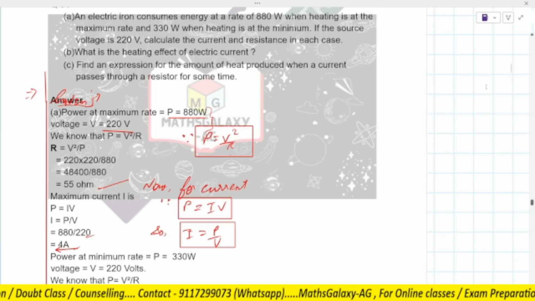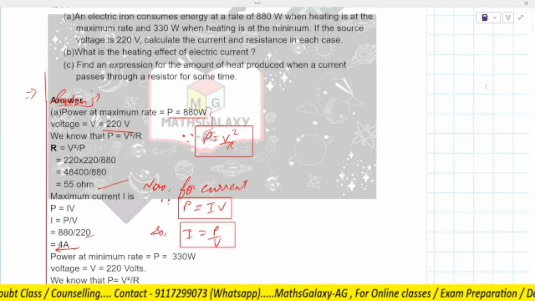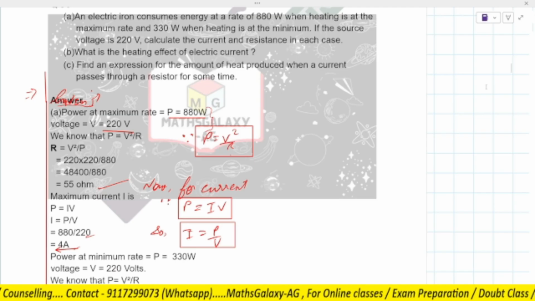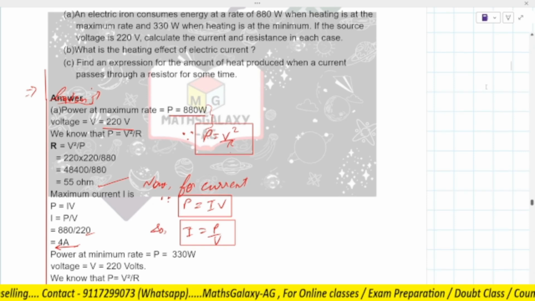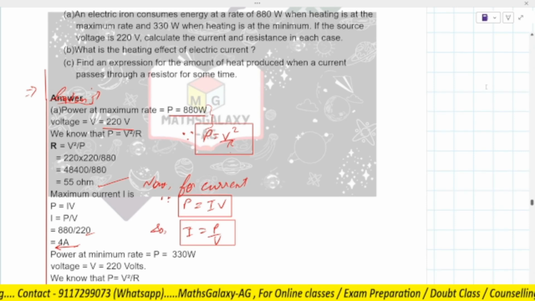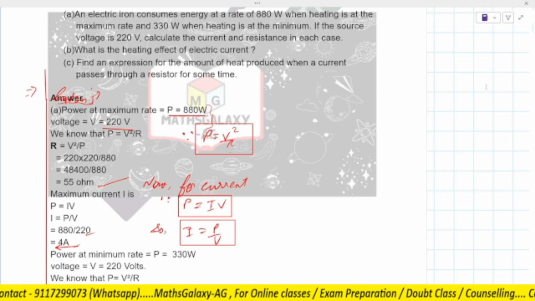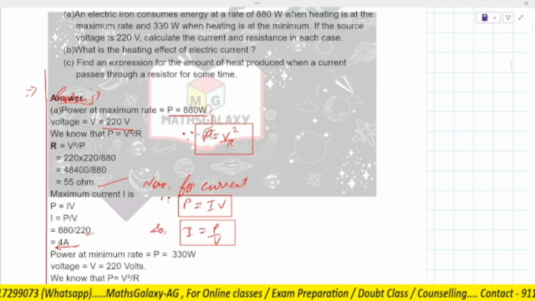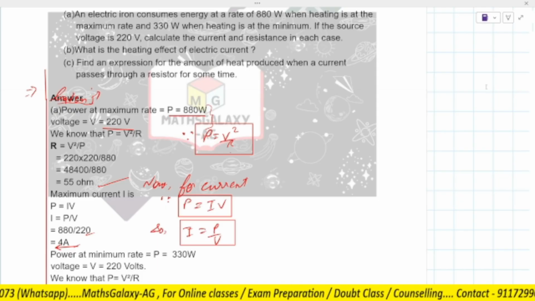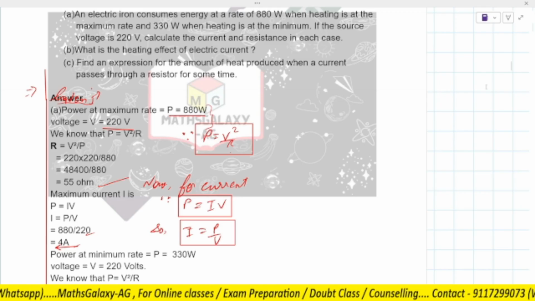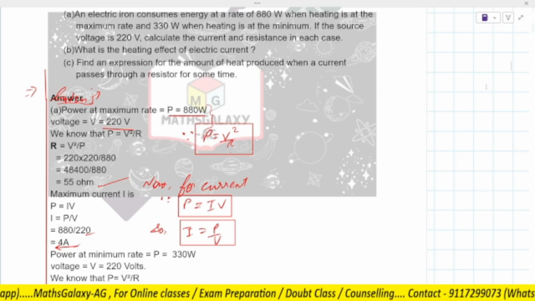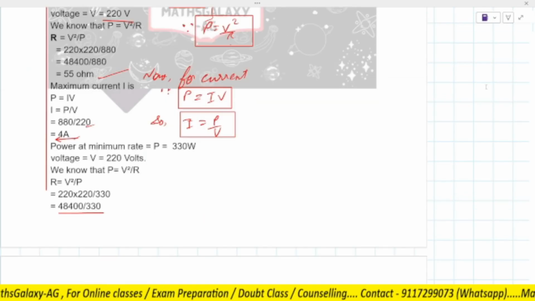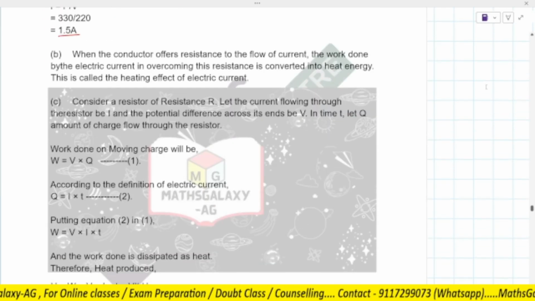Find an expression for the amount of heat produced when a current passes through a resistor for some time. Here you have to prove the formula, which is derived for the current passing through a resistor for some time. It means you have to derive the formula that heat equal to I square RT. So let's see how we will do it.